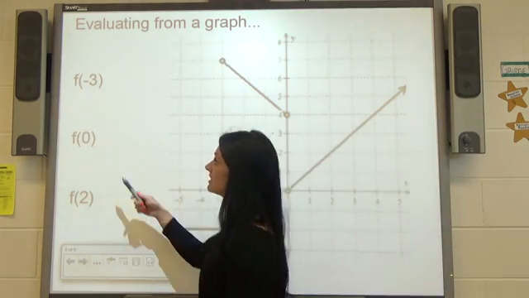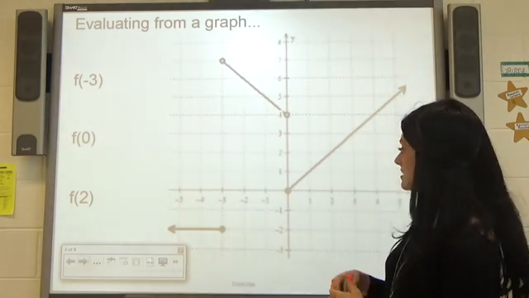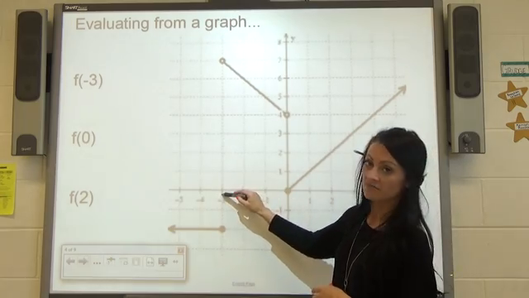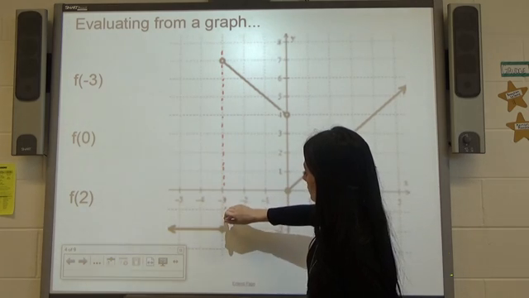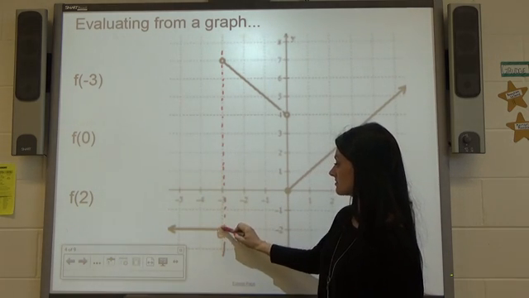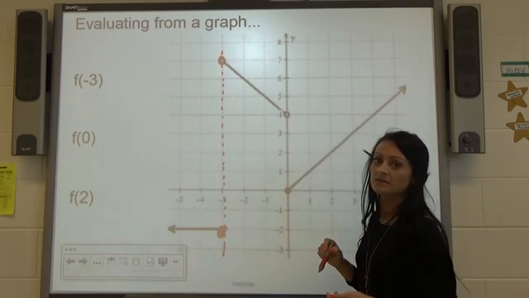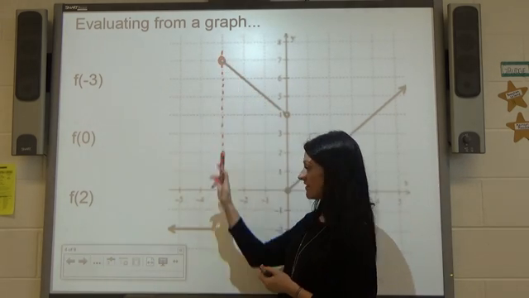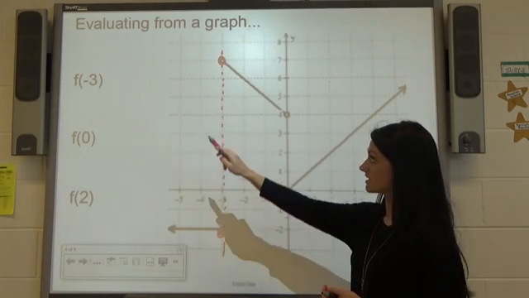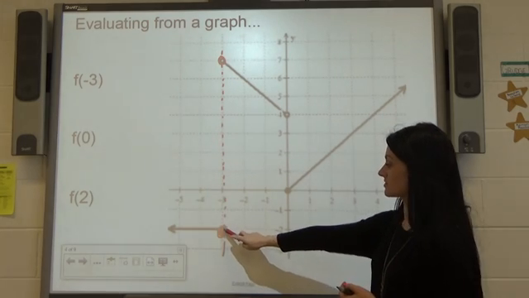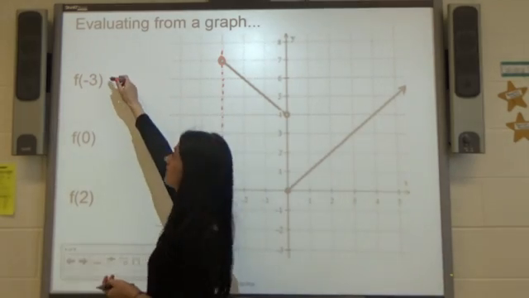So if I start with f of negative 3, or the function at negative 3, I'm going to look at the x value of negative 3. And I'm going to draw a dotted line here so you can really see what's going on. You'll notice that I have a closed circle down here and an open circle up at the top. That open circle for the value of x equals negative 3 is not valid. So in this case, for the function at negative 3, I'm going to use the value of negative 2 as my y value.